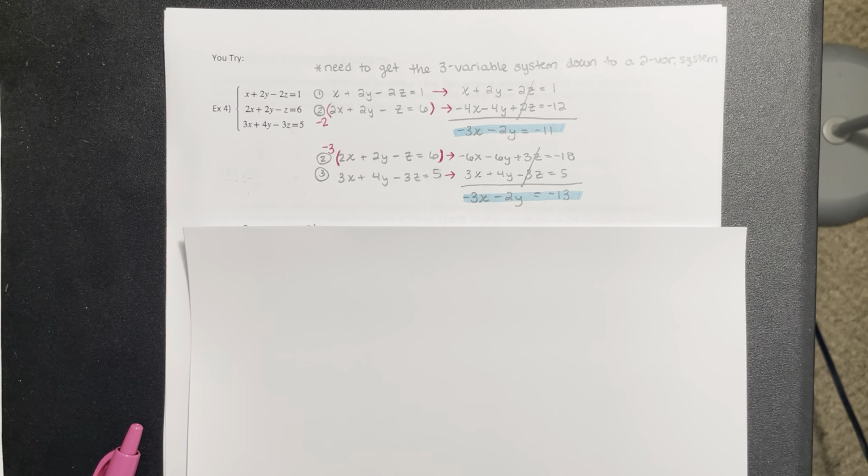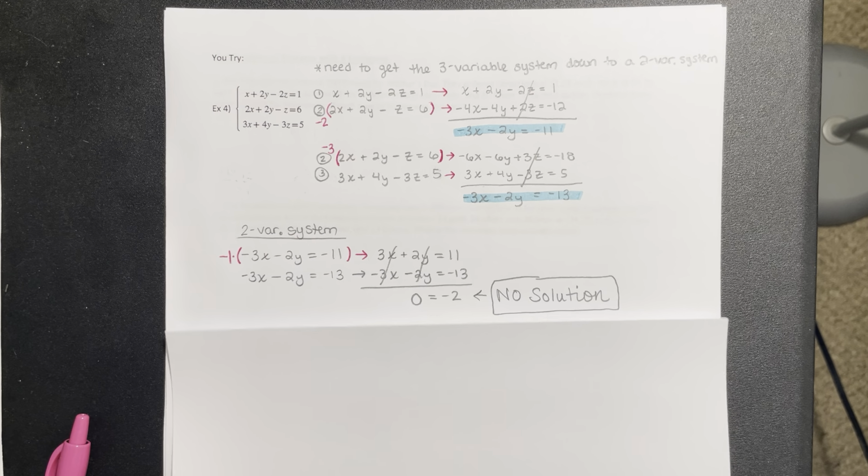Regardless, however you do it, you're going to get down to a 2 variable system that when you solve, your variables disappear and you get an equation that is not true. I got down to the equation 0 equals negative 2. Well, this is not a true statement, therefore there is no solution to this system.